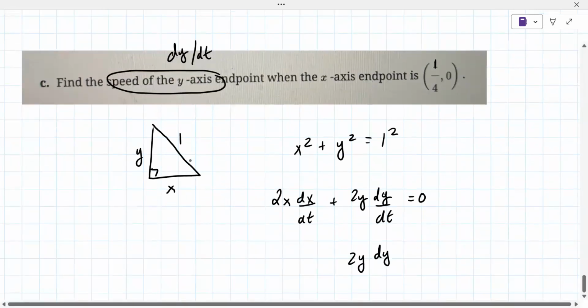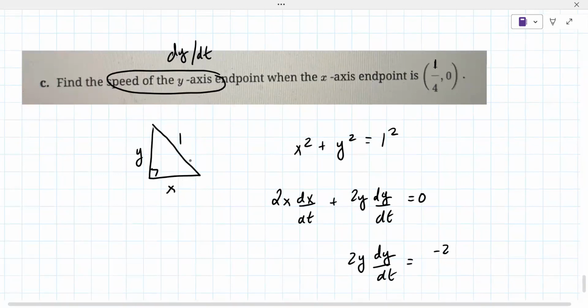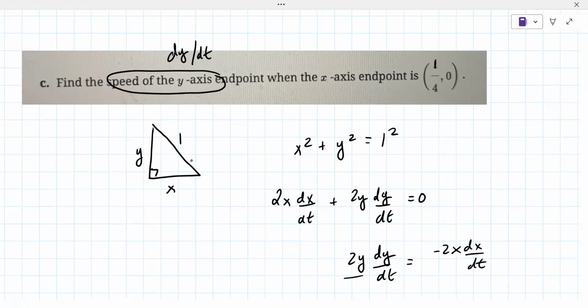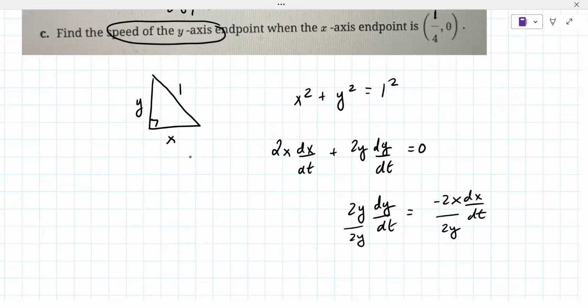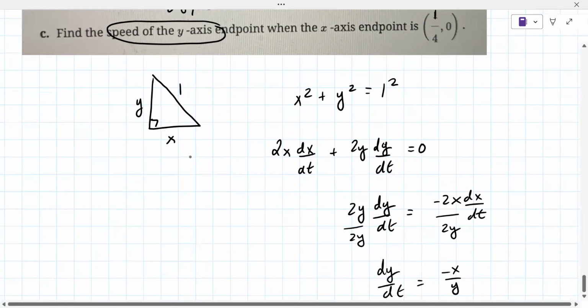So 2y dy dt equals minus 2x dx dt. You divide by 2y. And so we have dy dt equals minus x over y dx dt. But do we have x? Do we have y? Do we have dx dt? And you can't really reuse what you've been using in the other problems. So the answer is no. We don't have much of this. We have x. X is 1/4.